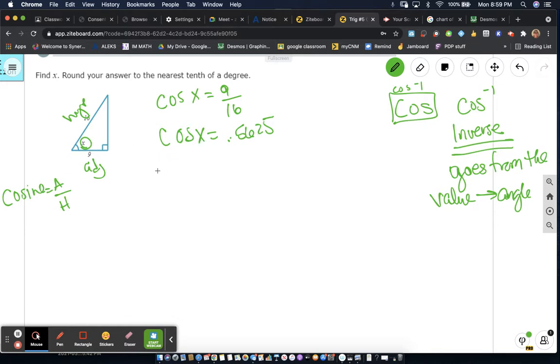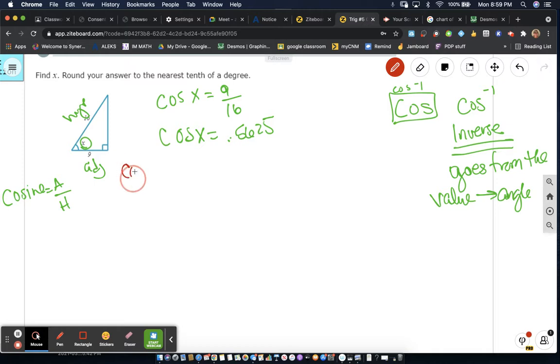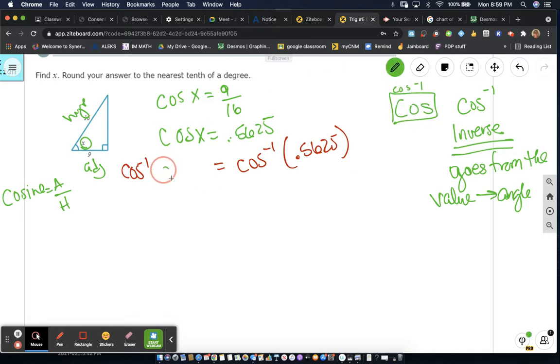X is the value. So to undo cosine, you would take the inverse cosine of both sides, okay? Inverse cosine of both sides. What it does is it undoes the cosine. Just like addition and subtraction undo each other, inverse cosine and cosine basically cross each other out and you just get x. That undoes it. Basically, that's going to knock it off.